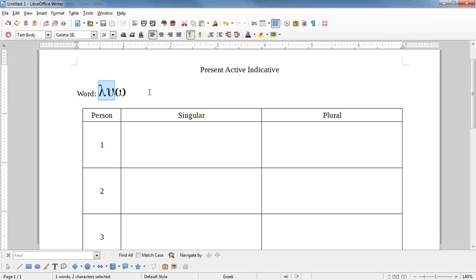Okay? So in this particular mood, the indicative mood, it's emphasizing time more so than anything else. For the indicative mood specifically, the tense is conveying time. That's the only mood that really does that. Okay? So now what is the aspect of the present active indicative?